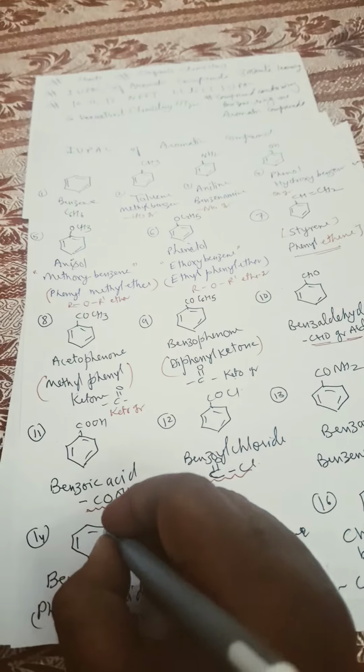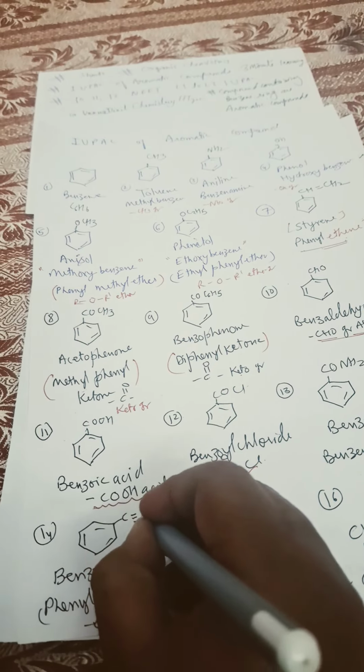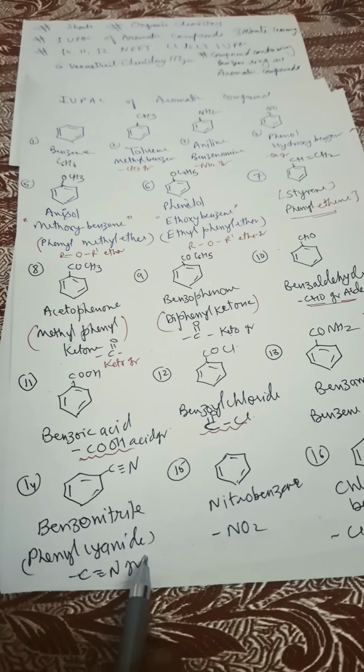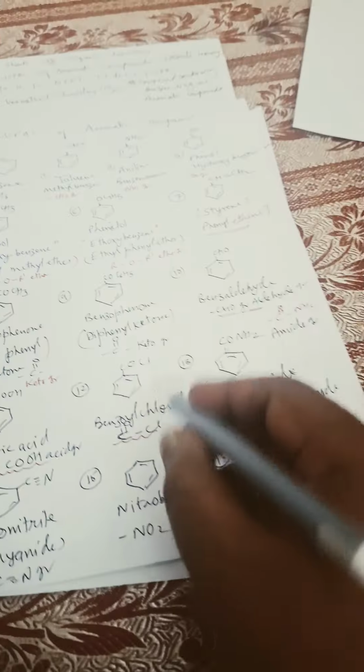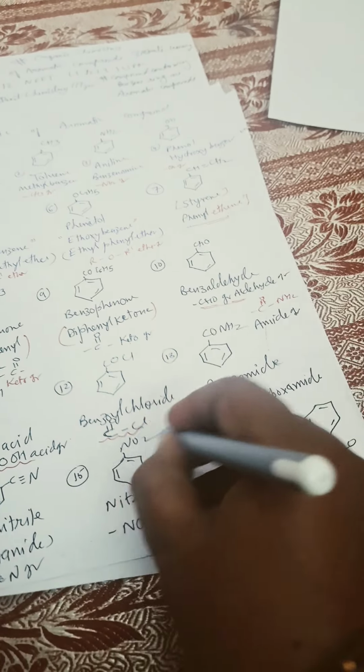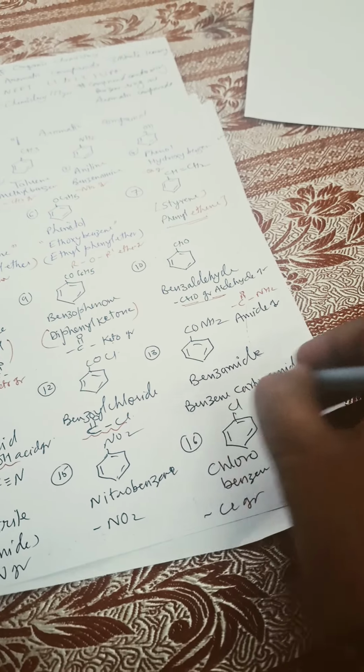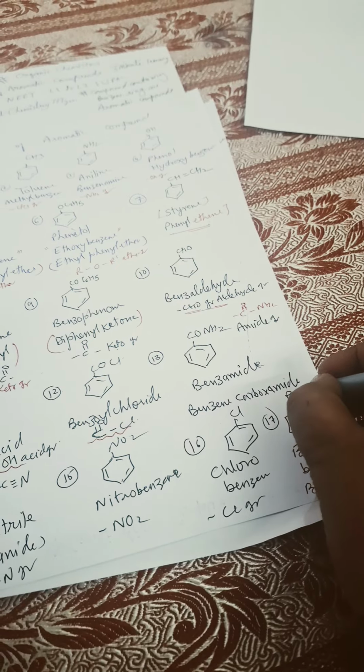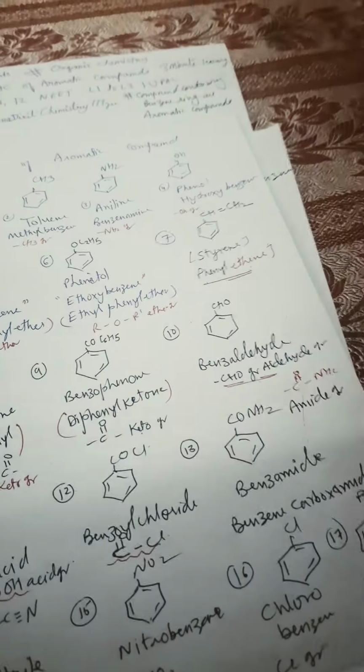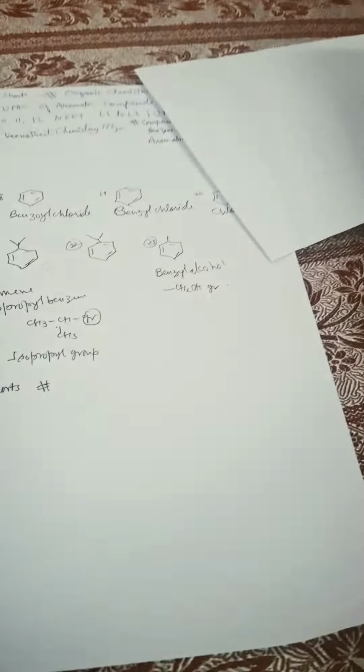Now benzonitrile, it means here C triple bond N, a cyano group, is attached. This is phenyl cyanide or benzonitrile. Then nitrobenzene, only an NO2 group is added. Chlorobenzene, a Cl group is added here with the benzene ring. A Br group is added for bromobenzene. Clear? Now we will go for the next.